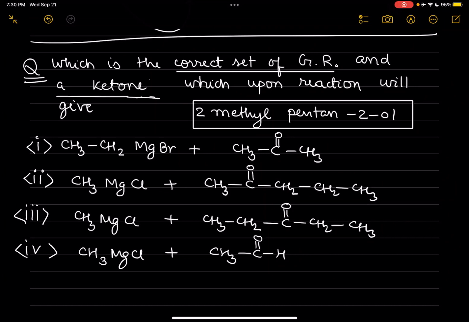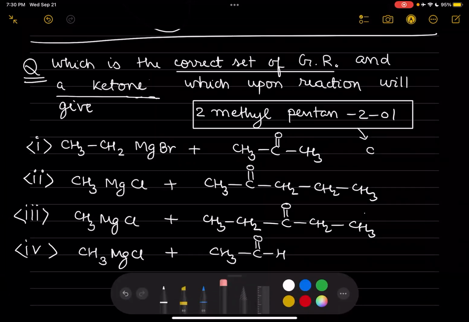First of all, we can write the structure of this, because just by writing the name, we can't solve. So first, what alcohol are we getting, Imad? It is 2-methyl pentane 2-ol. So let me write the structure of that alcohol. I will write it in some other color.